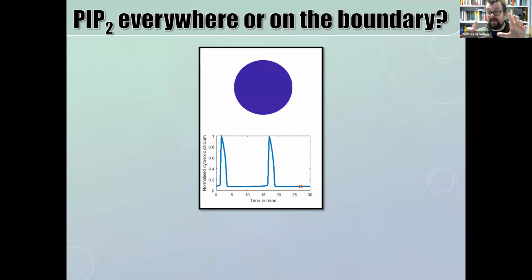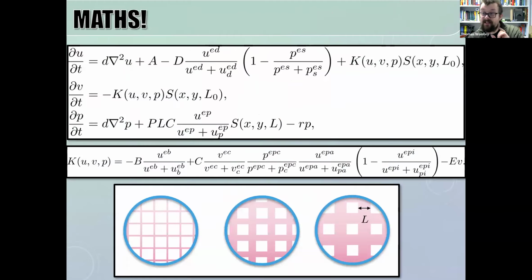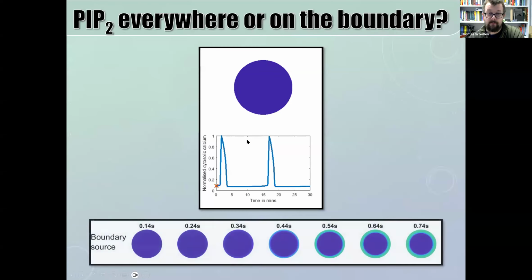So I say that my P only occurs in the back. It's allowed to diffuse slightly, but my P source, this S, is purely localized on the boundary. We don't get a wave. Essentially, all we get is a bright ring, but it doesn't cross the cell. Okay, so it could be the model's wrong. As I say, I've got problems with this model, but it could be that the model's wrong. It's not the right model.